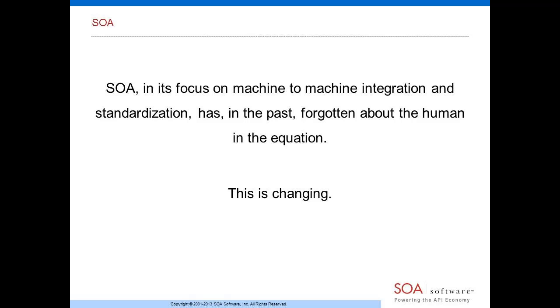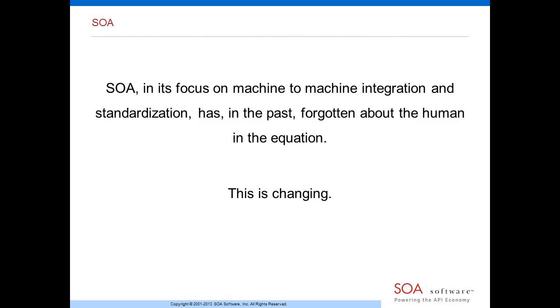But the fact of the matter is, I think that the biggest downfall of SOA is that it was really designed for machine-to-machine interoperability and really left out the developer. I mean, you have to really educate yourself quite considerably before you can actually do it right.